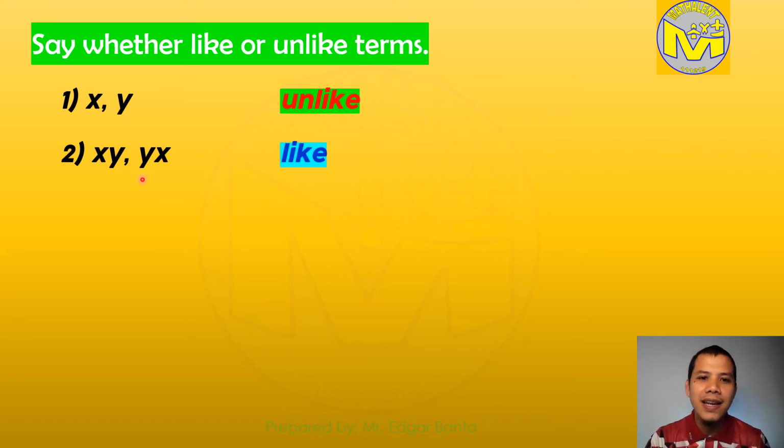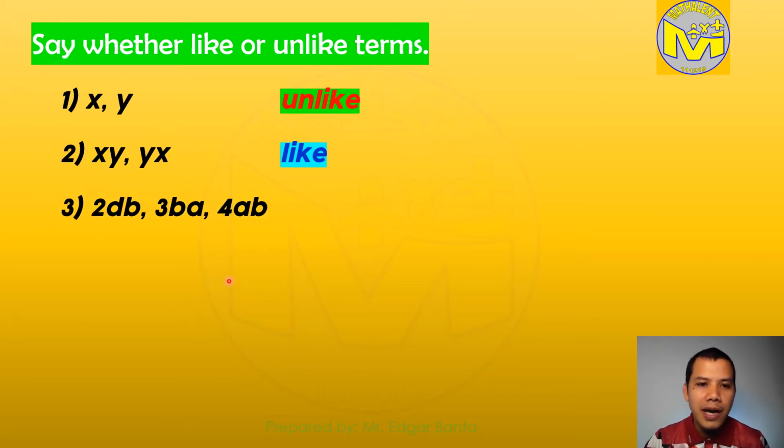They are like terms. Why? Even though they are arranged differently, like this, XY and YX, they are like terms. They are like terms because they are both XY. Even if you rearrange it, they are the same.